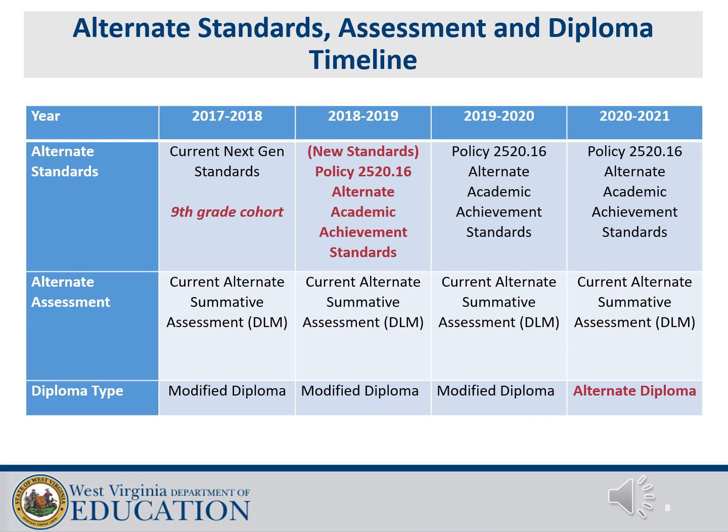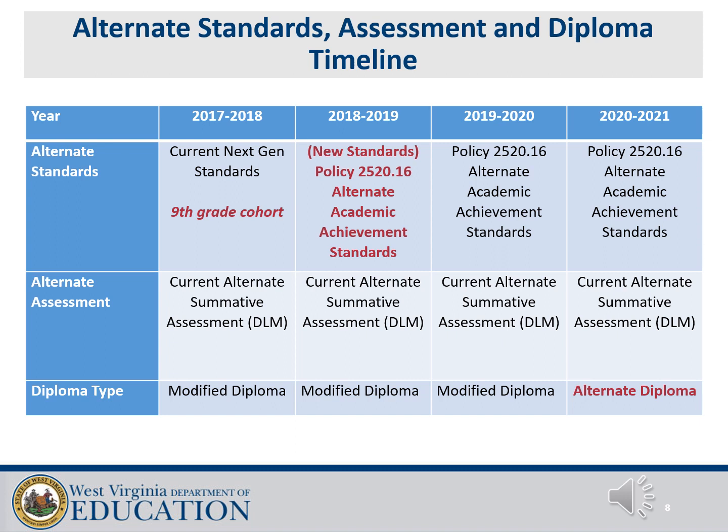Okay, if we look at this school year, even before the school year started, on July 1 of 2018, our new standards went into effect. Our new alternate standards, that is policy 2520.16. They were written by a group of teachers, both general ed and special ed, and we wrote the alternate standards very closely, directly aligned with our West Virginia College and Career Standards.